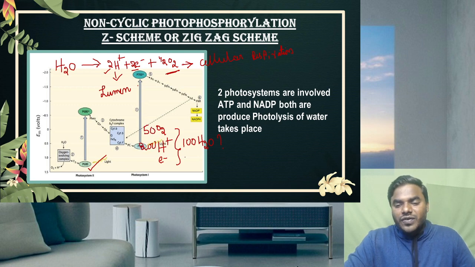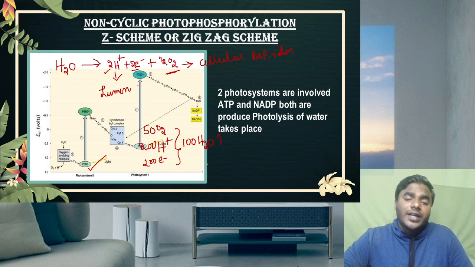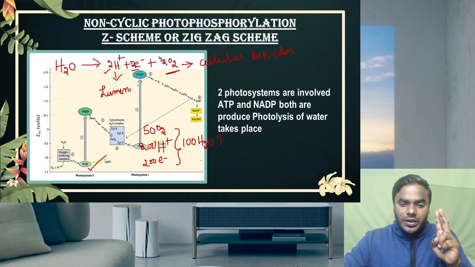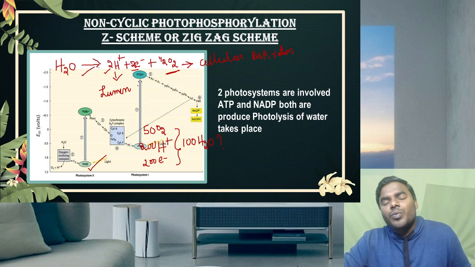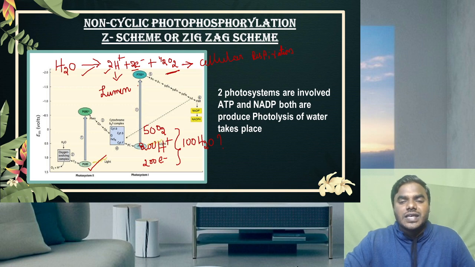200 protons we will get. And friends, 200 electrons we will get. Do not forget this particular point at all. For one water molecule: two protons, two electrons, half oxygen. If you remember this, however many numbers they may ask, you can answer it very easily.